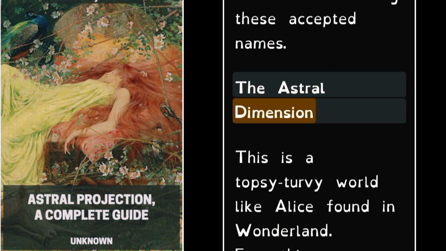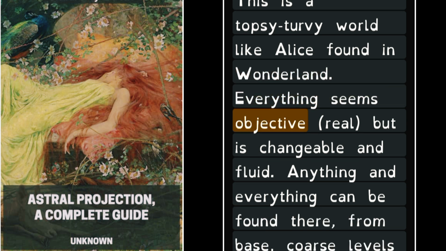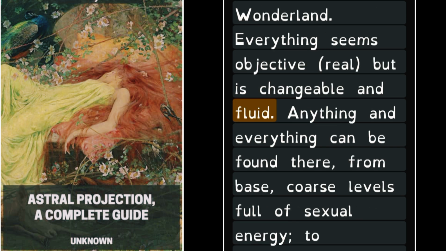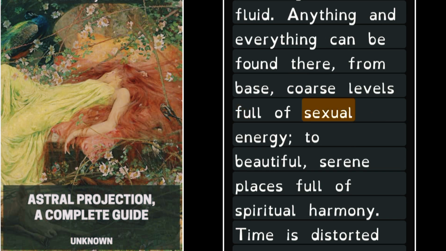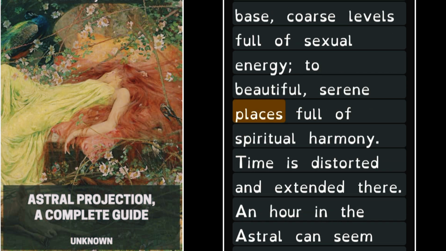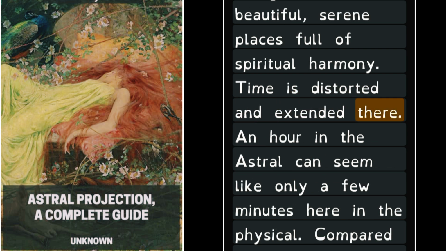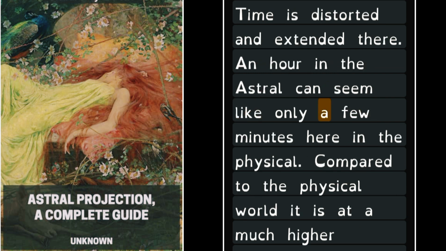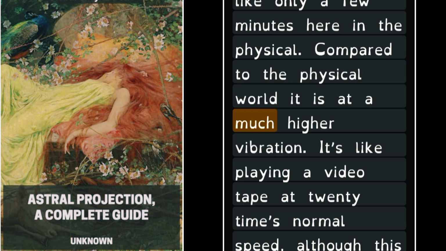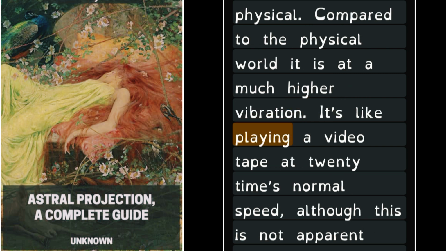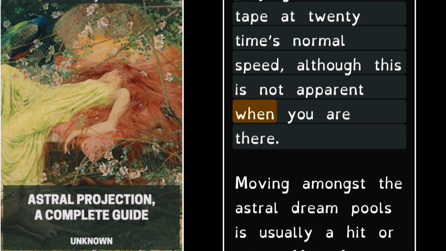The astral dimension. This is a topsy-turvy world like Alice found in Wonderland. Everything seems objective, real, but is changeable and fluid. Anything and everything can be found there, from base, coarse levels full of sexual energy, to beautiful, serene places full of spiritual harmony. Time is distorted and extended there. An hour in the astral can seem like only a few minutes here in the physical. Compared to the physical world, it is at a much higher vibration. It's like playing a videotape at 20 times normal speed, although this is not apparent when you are there.